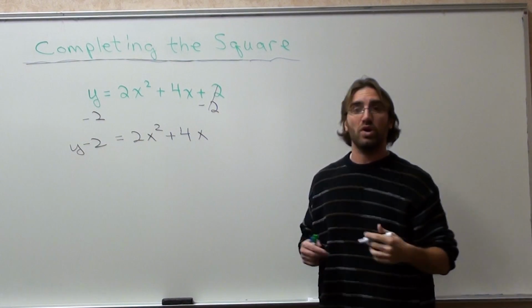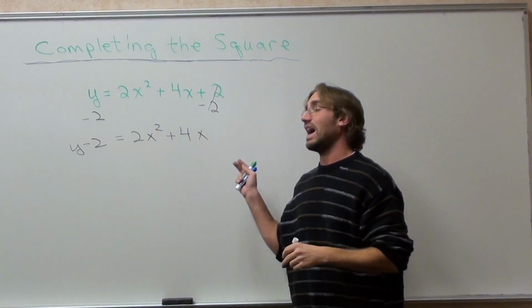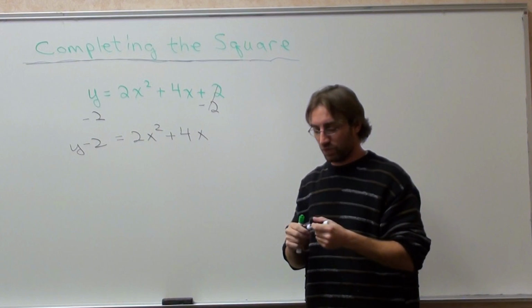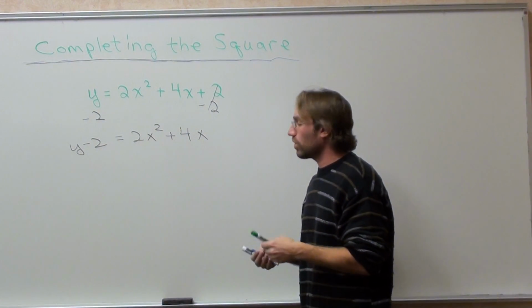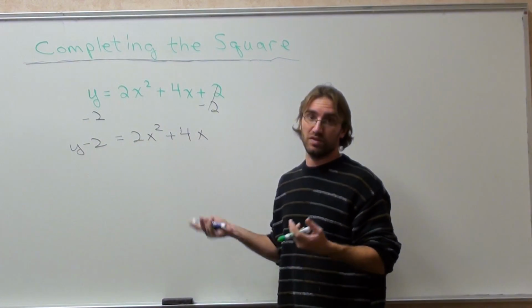now in order for completing the square to work properly, we have to get everything out of the x squared. We can't have it as 2x squared, it has to be 1x squared. So what we're going to do is factor out a 2 from both of these terms.